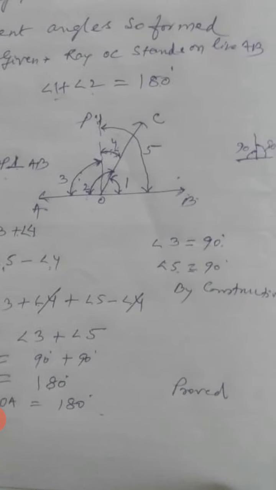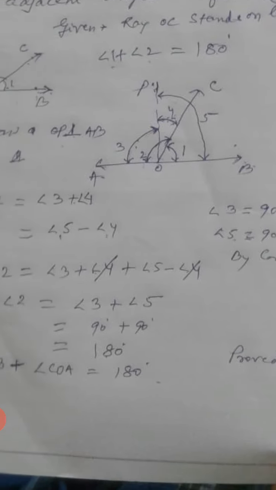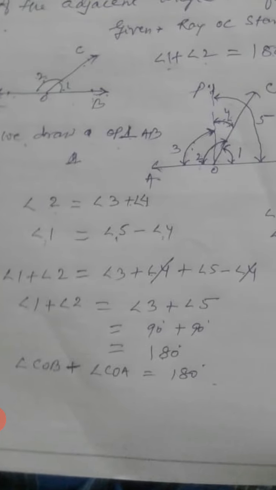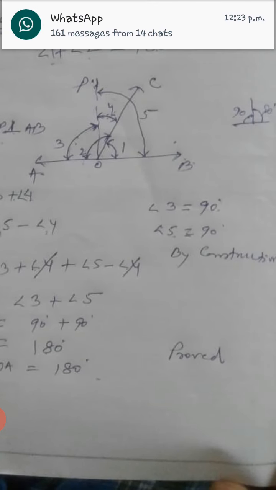But you see here angle 3 is equal to 90 degrees and angle 5 is equal to 90 degrees. So 3 plus 5 is equal to 180 degrees. That is, angle COB plus angle COA is 180 degrees. The theorem is proved.